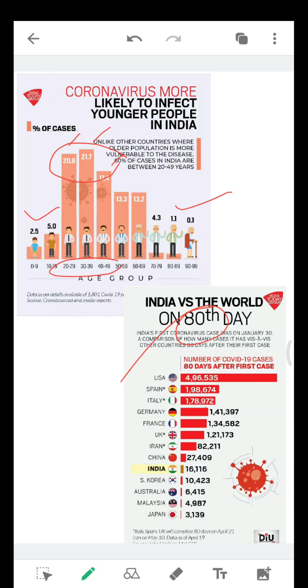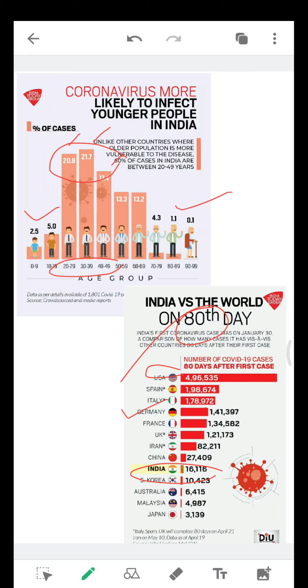In the second graph you can see India was somewhere here on the 80th day, but I think India is jumping up because the cases are increasing day by day, and a few are expecting that it may go to the first position also. May that should not happen.